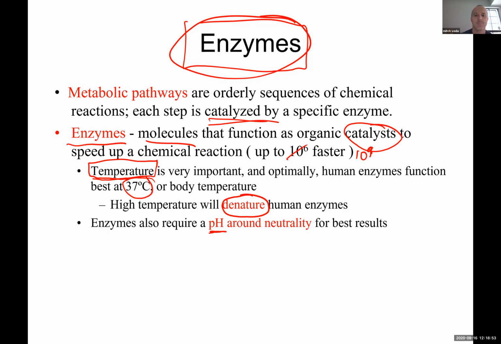Is that clear? Your body will take over. Now, enzymes also require a certain pH around them.